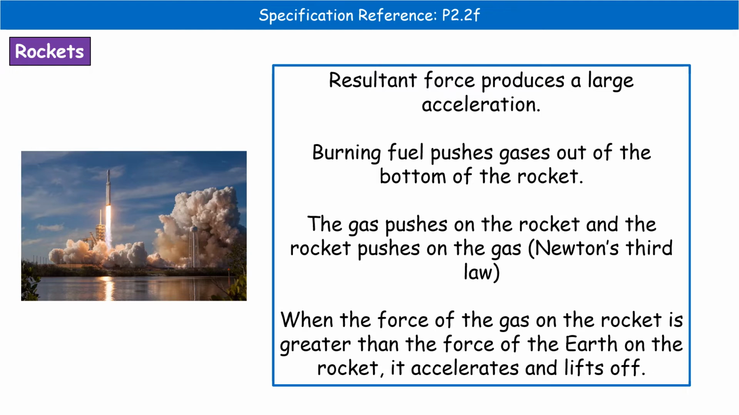The gas pushes on the rocket, the rocket pushes on the gas, Newton's third law: every action has an equal and opposite reaction, remember? And as a result of that, when the force of the gas is greater than the force of the Earth on the rocket, it will accelerate and lift off.